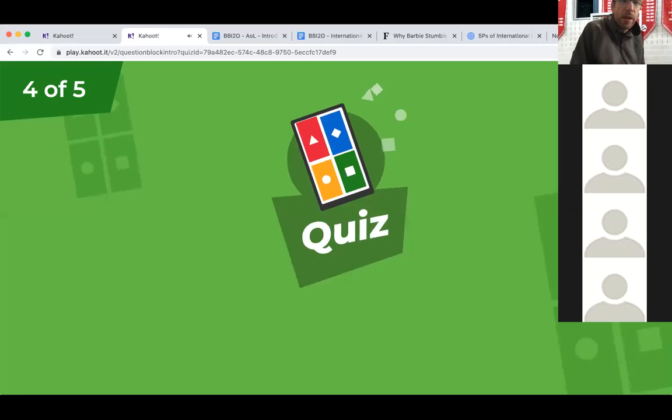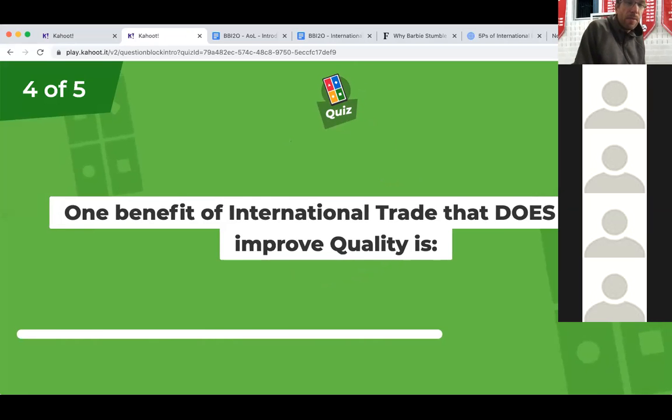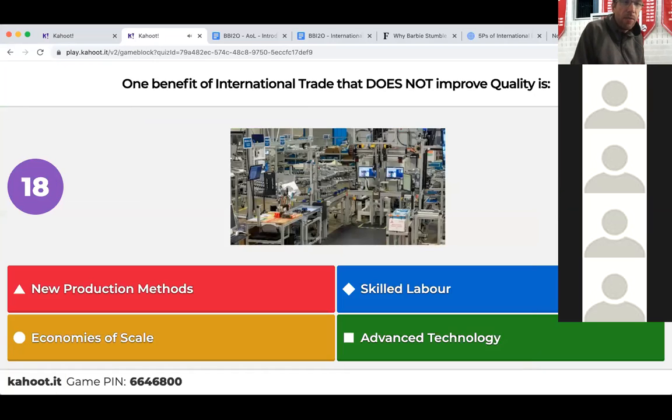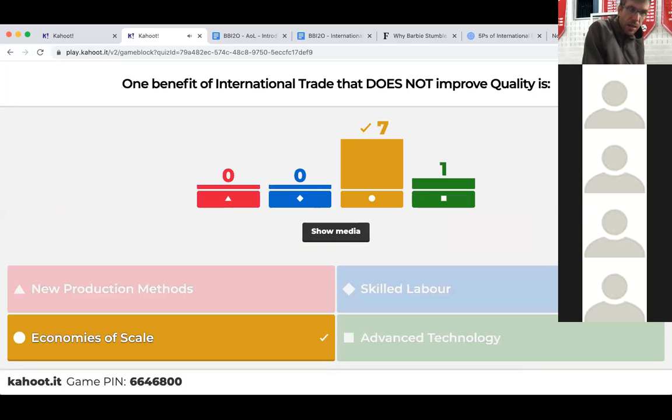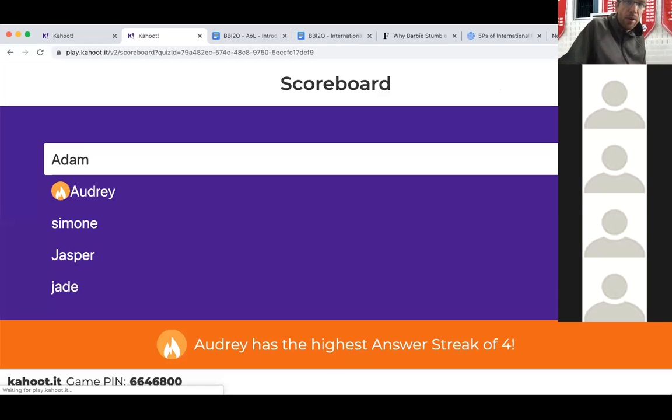We've got Adam leading right now. One benefit that does not affect quality would be new production methods, skilled labor, economies of scale, or advanced technology. Economies of scale means that as you produce more, price goes down because you get better at producing it. So it would affect quantity, but the other 3, having access to new methods, access to skilled labor, access to technology, would improve the quality.